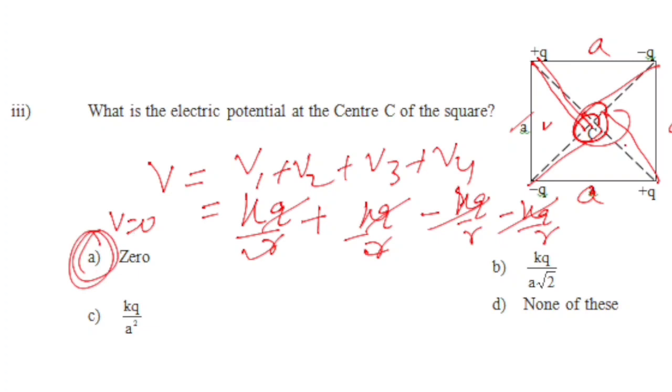Because potential is a scalar quantity, here there are two positive charges and two negative charges, they are cancelling each other, and net potential is 0 at the center of this square. Hope it's clear to all of you right now. Next, question number 4.